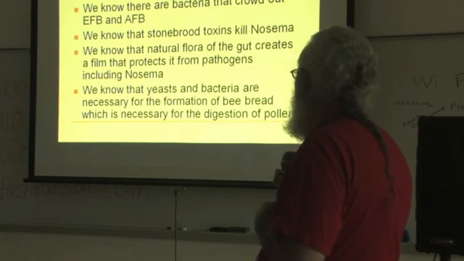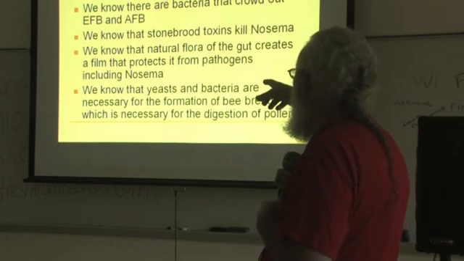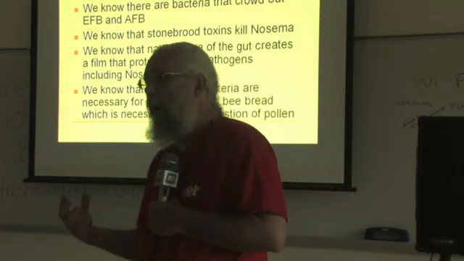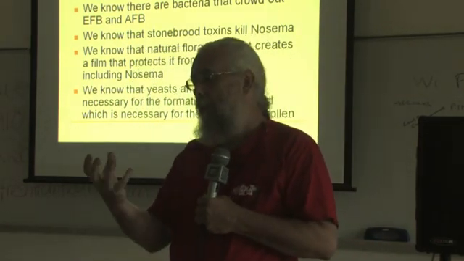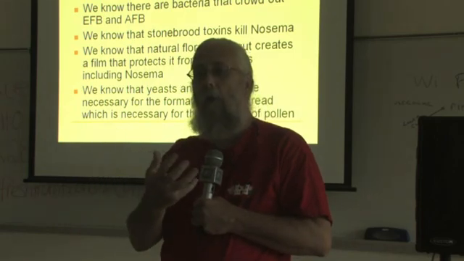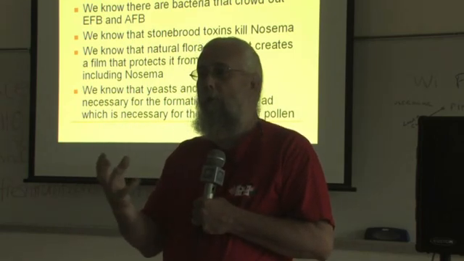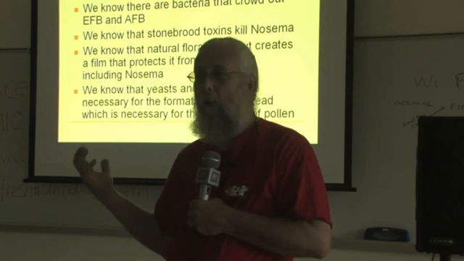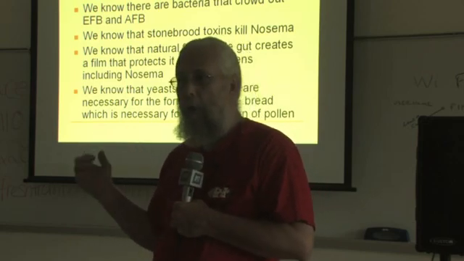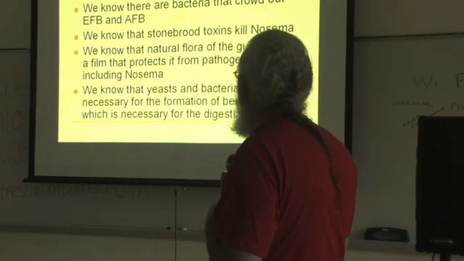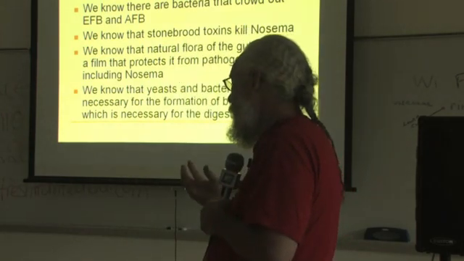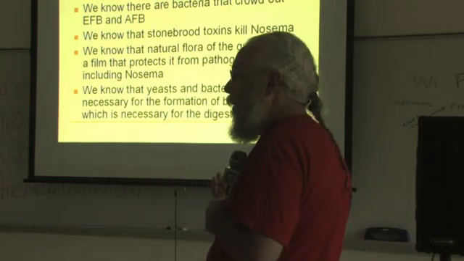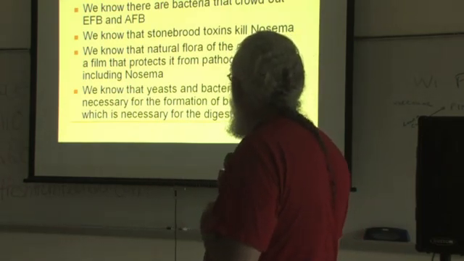So I mentioned this kind of on the EFB, AFB one, but there's flora in the gut that actually creates a biofilm. The bacteria, or a colony, coats the whole inside of the gut of the bee and protects their gut from things like nosema and from things like EFB and AFB. It kills off that AFB and EFB because of the acidic environment in their stomach, and it can't reproduce well in that environment.